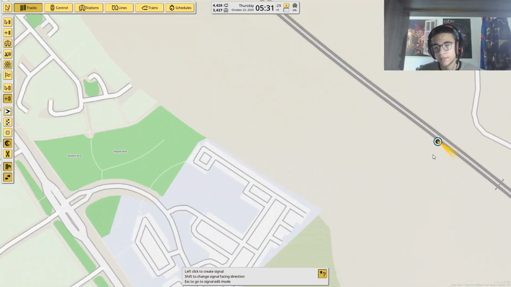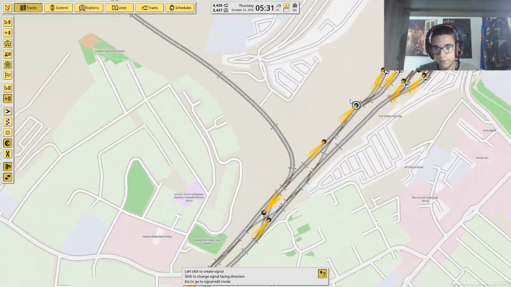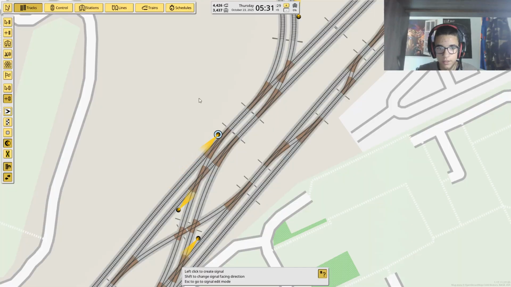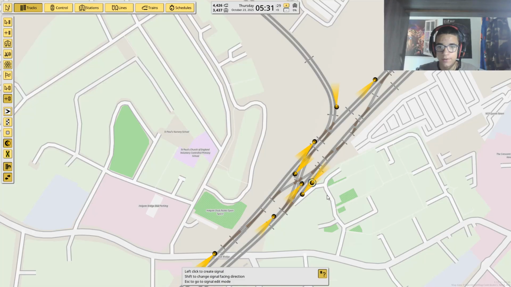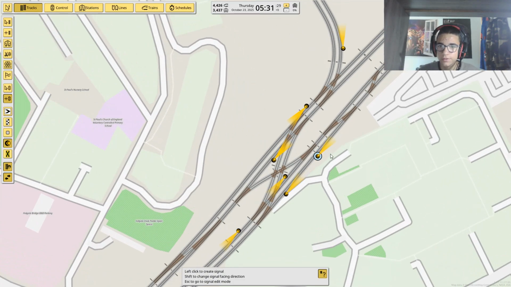Like that. I'm gonna do that bit of diversion first. Then you do a signal there. A signal there. Signal there. Signal there. Yeah, that's wild.